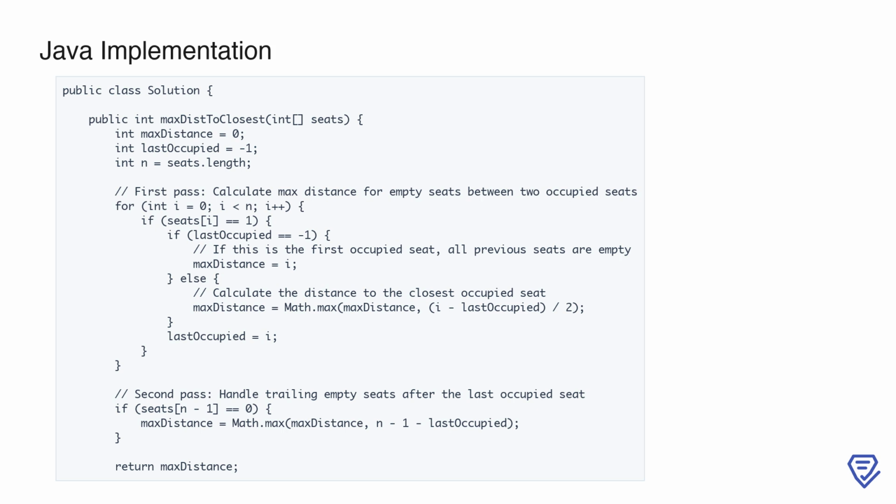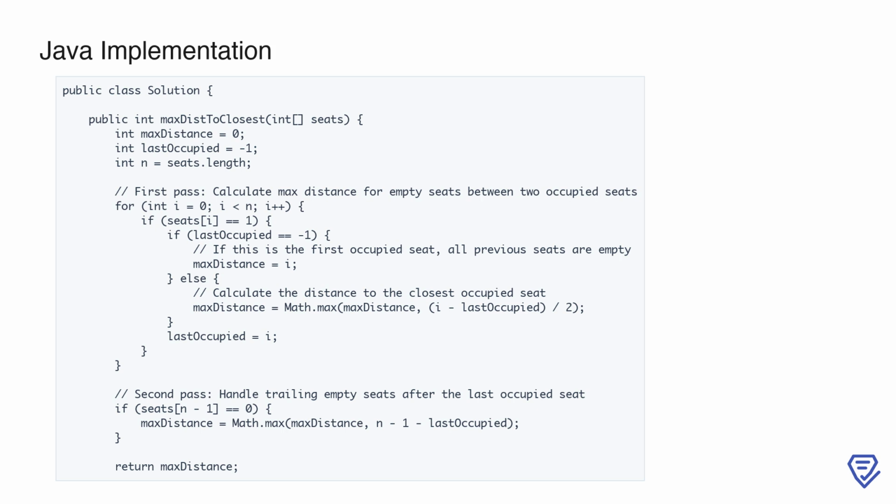The method max_dist takes an array of integers called seats, where each element is either 0, indicating an empty seat, or 1, indicating an occupied seat. First, we initialize two variables, max_distance to track the maximum distance to the closest person and last_occupied to store the index of the last occupied seat as we iterate through the array. We also store the length of the seats array in n for convenience.